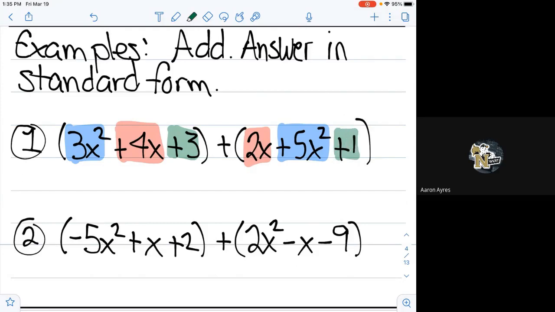Guess what, guys? What do you think you have to do to get the sum here? Combine the sets of like terms. 3x squared plus 5x squared.